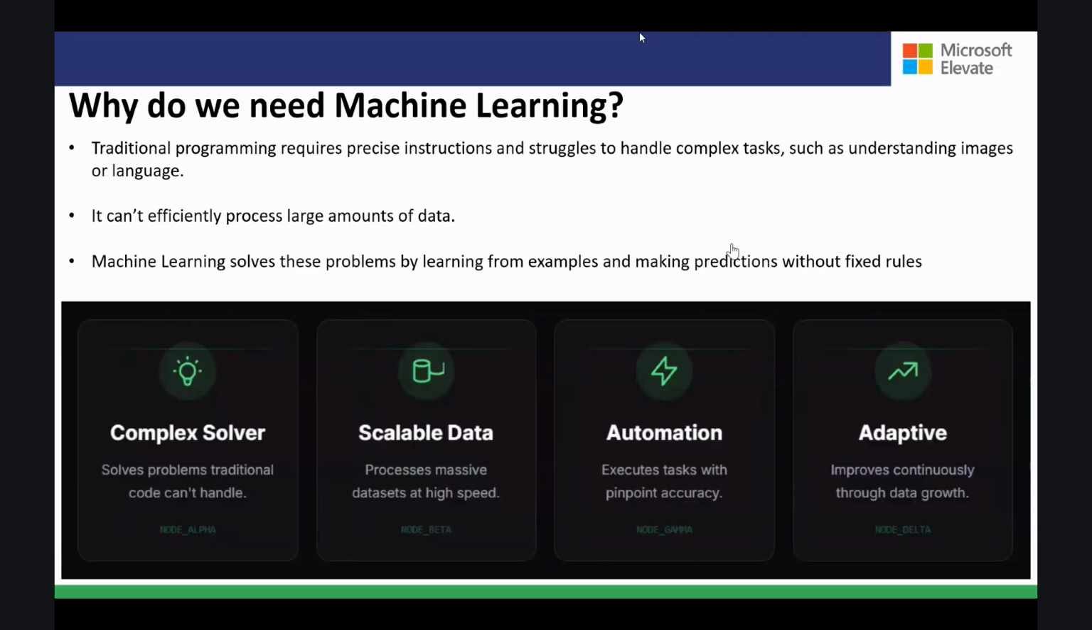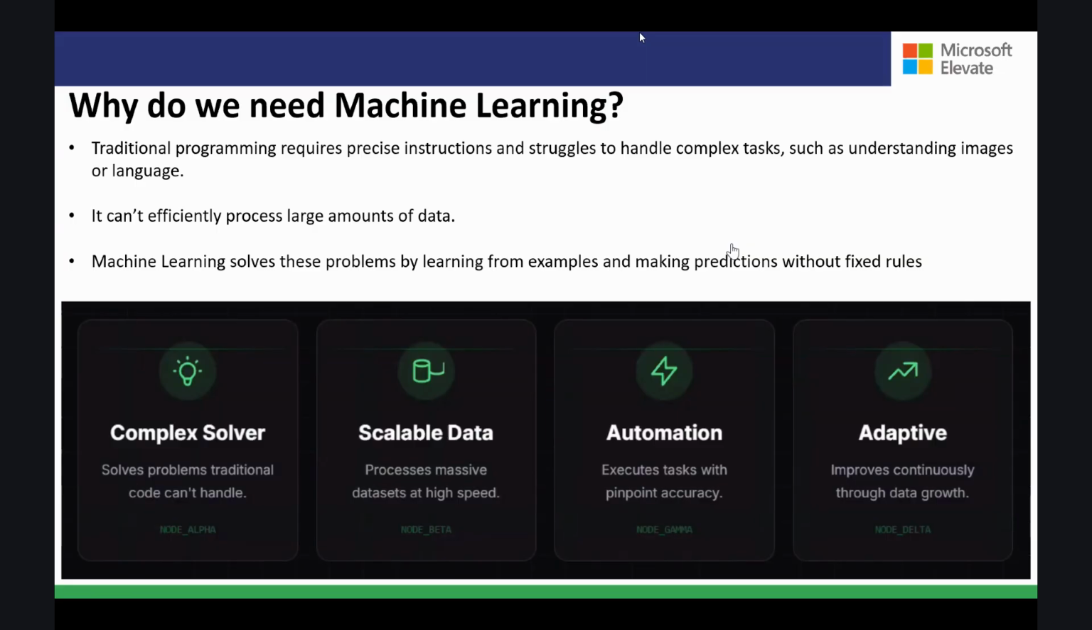Okay, so it can't efficiently process large amounts of data. In programming, you cannot efficiently process it, even though you try really nice techniques, methods, and functions that have really low space-time complexity. Even then, it won't be as efficient as machine learning. This is the reason why we use machine learning.